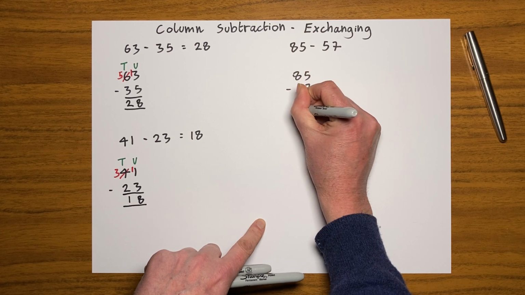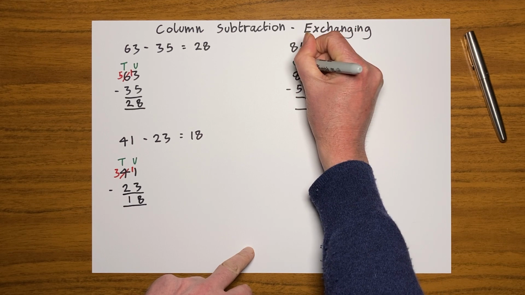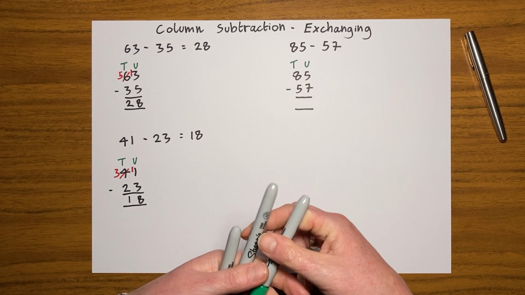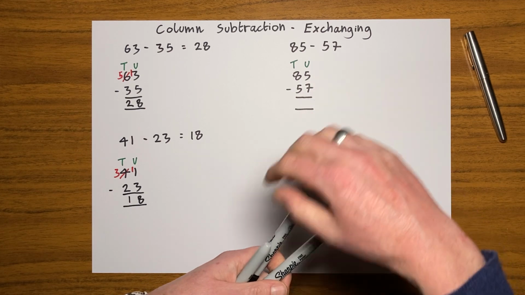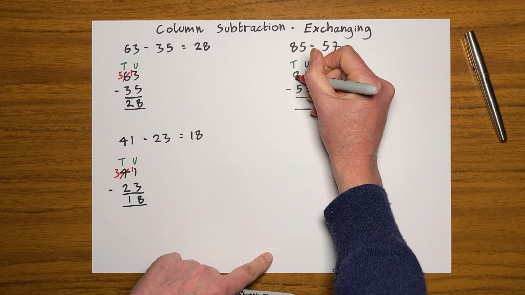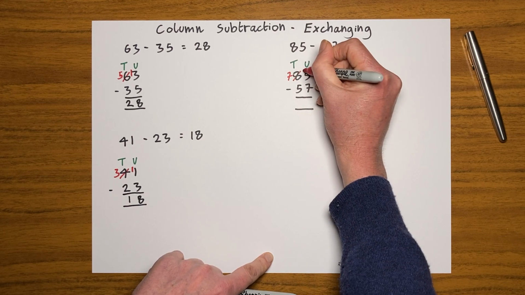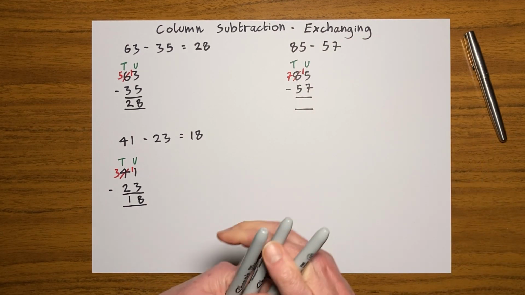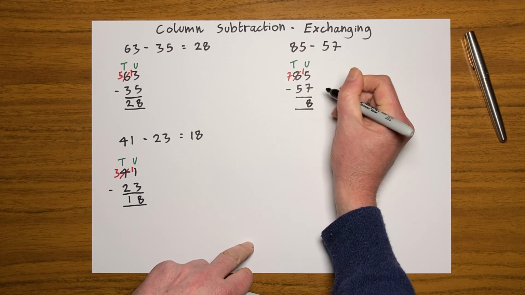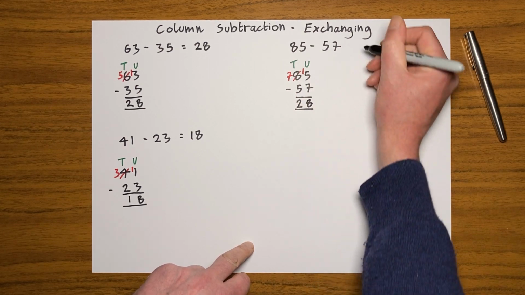Get my lines nice and neat here. Now you don't need to always write this units and tens. I'm just doing it here just to always remind you to write these in the right place value columns. I can't do 5 take away 7 because 7 is bigger than 5. So I'm going to take 10 from this column, which will make it 70. Move it into this column, so that 5 will then become 15. And now I can do it. 15 take away 7 is 8. 70 take away 50 is 20. Get an answer of 28.